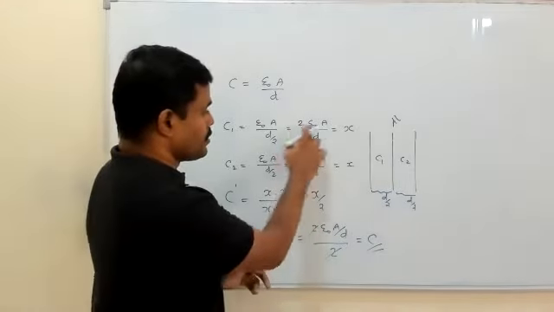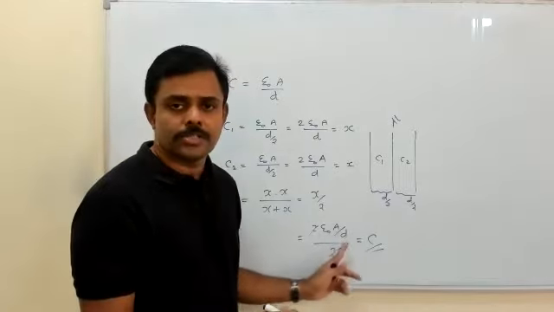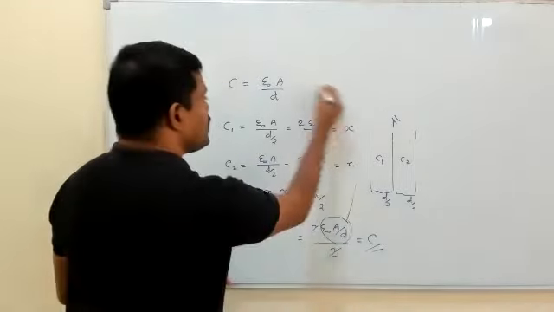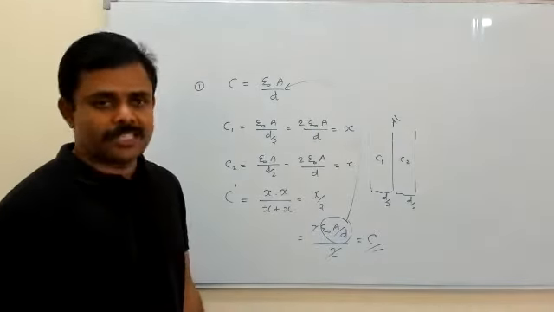X was what? 2 epsilon 0 A by D. So 2 epsilon 0 A by D by 2. The 2 and 2 cancel. You get epsilon 0 A by D. What is epsilon 0 A by D? It is C, the old capacitance. That means the new capacitance is the same as the old capacitance.